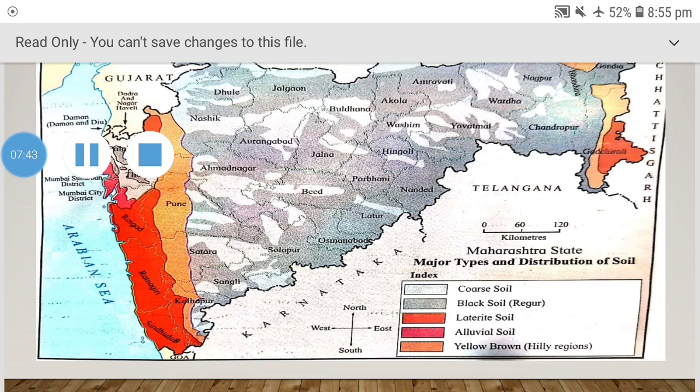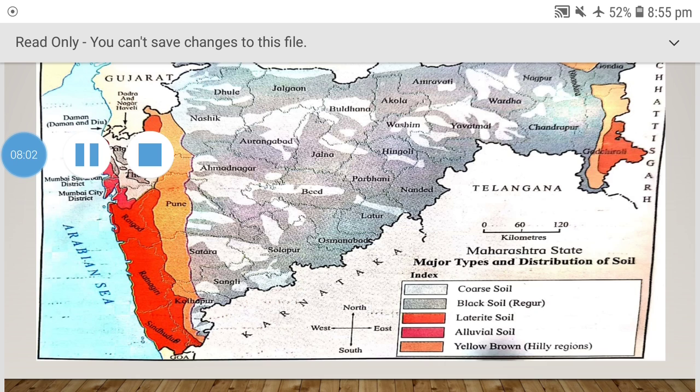And the last question is, in which region is alluvial soil found? So see where that pink shaded part is. You see it's only a small area having this type of soil, towards the Konkan area. That means where the river side is. Now I'll explain what alluvial soil is.